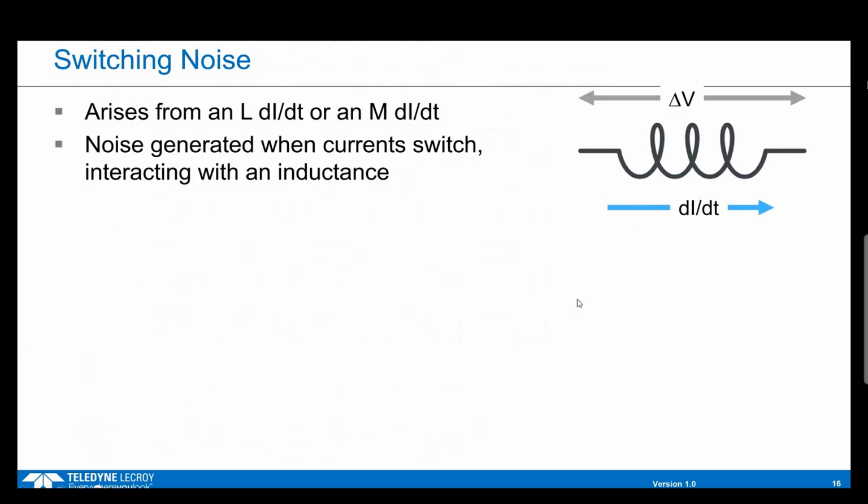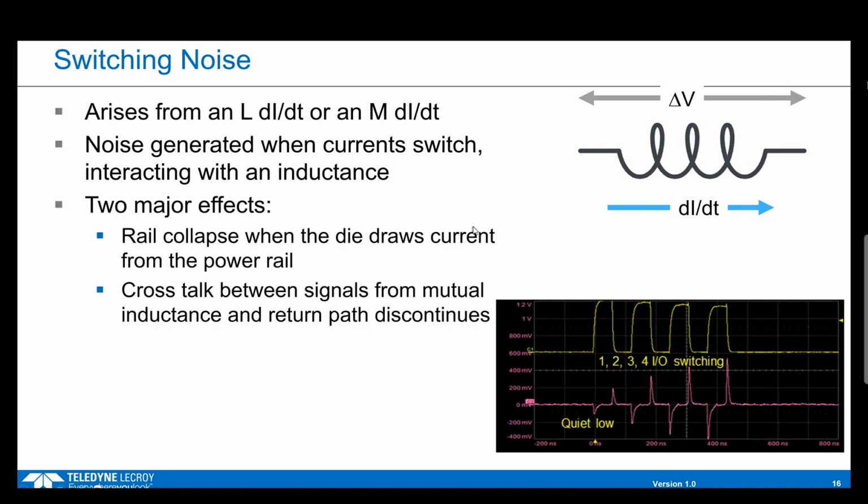And what's switching noise? Switching noise arises from an inductance, an L dI/dt. dI/dt is the change in current. When current changes through an inductor or through a mutual inductance, that's when switching noise is generated. Switching noise is the noise that's generated when currents switch, when they change, and those changing currents are interacting with an inductance. So we have an inductor, we put a dI/dt across it, we get a voltage across it. Constant current through that inductor, no voltage across the inductor. It's only when the current changes through the inductance that we get a voltage generated, and that voltage is the noise that we want to reduce.